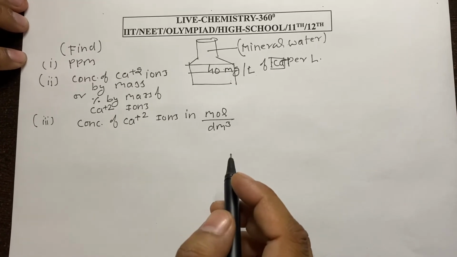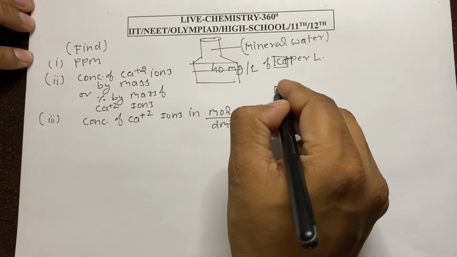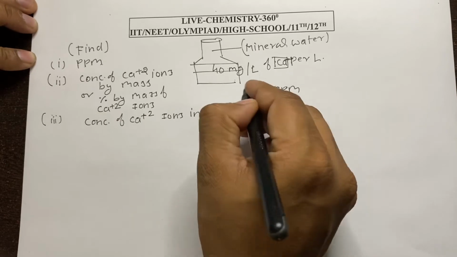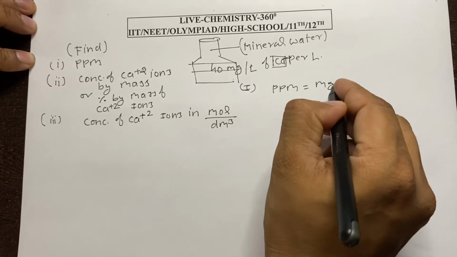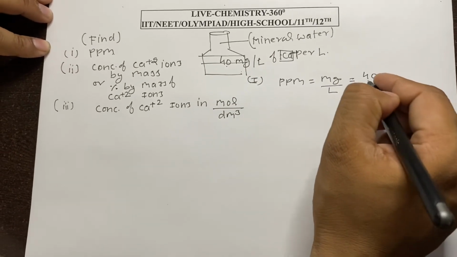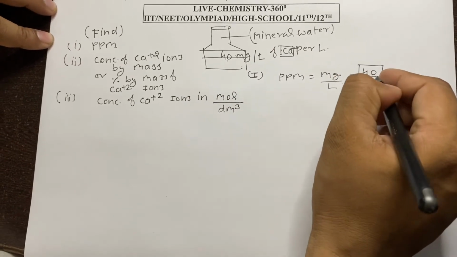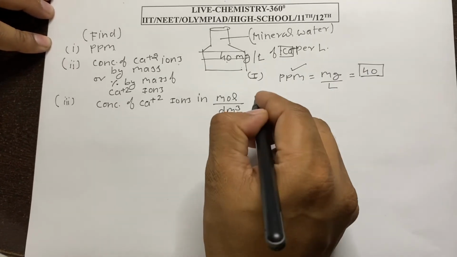So how can we start this? It is required to calculate ppm. We know that the ppm is, we are solving the first part. So ppm is milligram per liter, and it is given that 40 milligram per liter. So this quantity will represent ppm directly. So the first answer is 40.